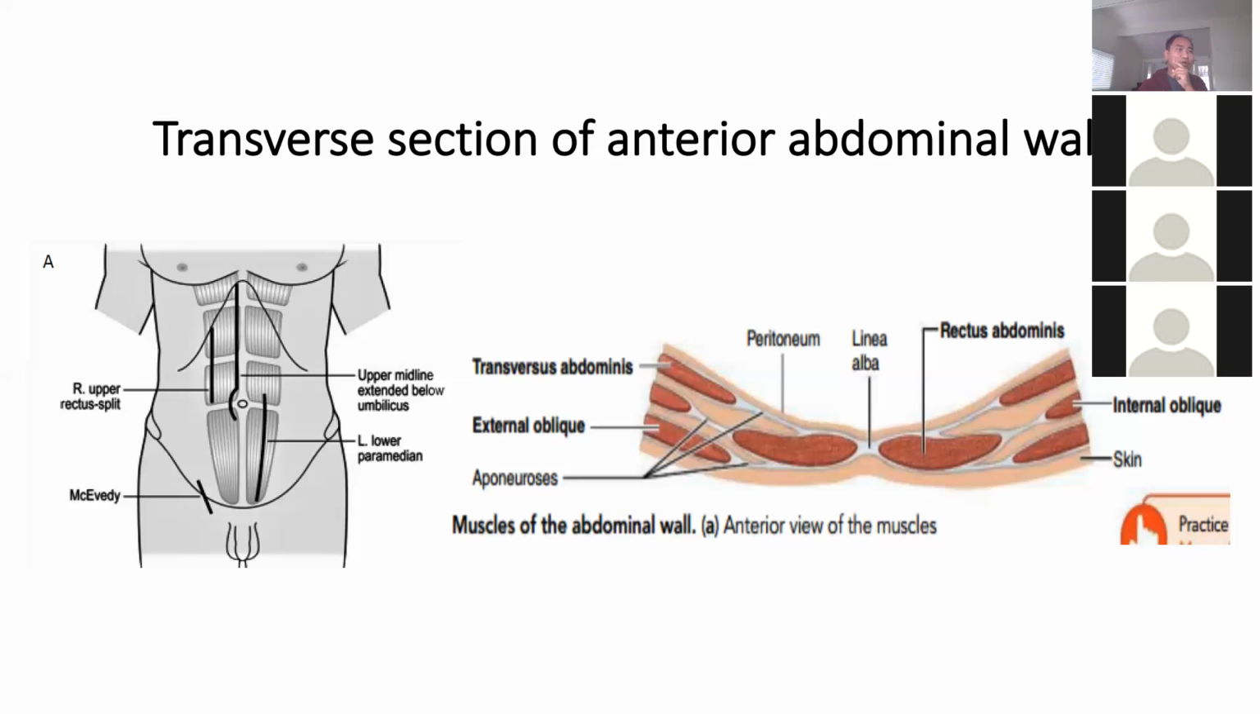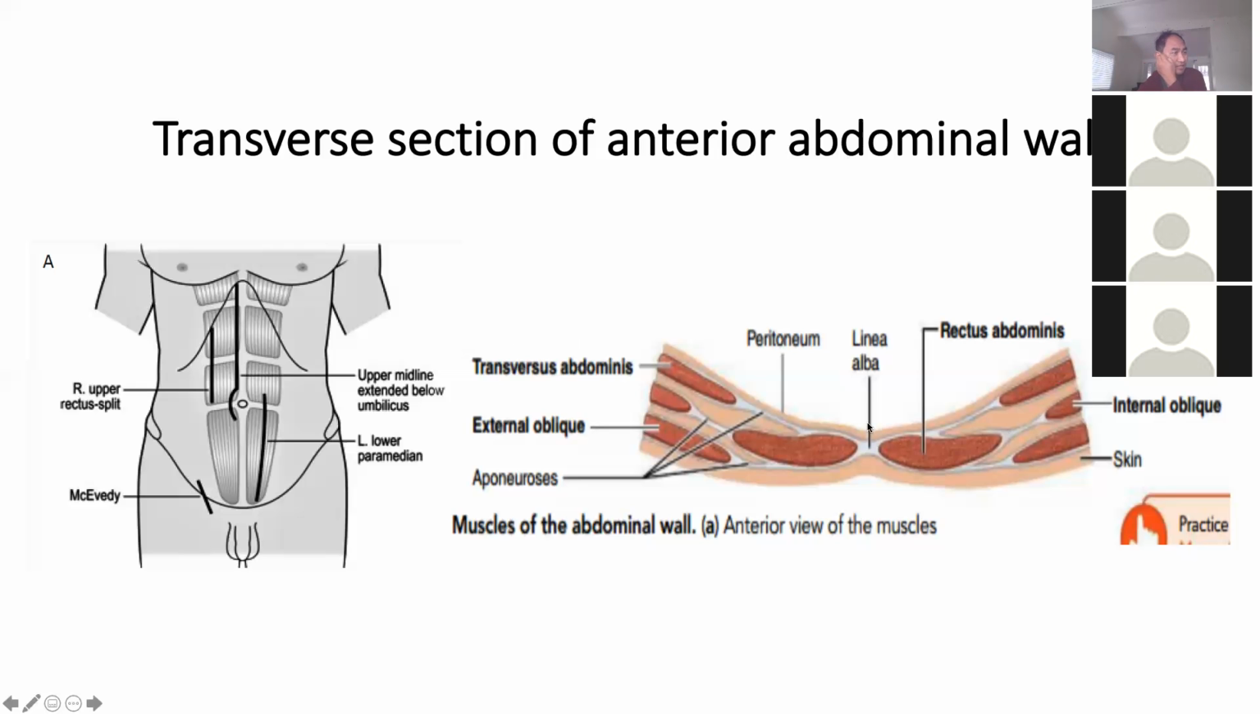And as we say, we have three muscles in the anterior abdominal wall. The outermost is the external oblique, which is running downwards and medially. The middle layer is the internal oblique, which is going downwards and laterally. And the transversus abdominis is going horizontally. And this is the cross section of the anterior abdominal wall. This is the right side, this is the left side, this is the anterior abdominal wall, that will be posterior. And we are going here.